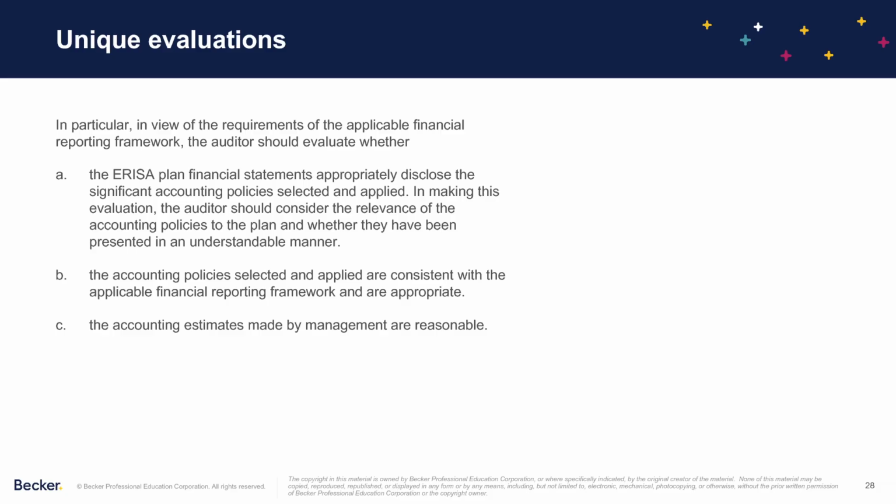In B, the accounting policies selected and applied are consistent with the applicable financial reporting framework and are appropriate, so that we are using the framework and we're doing it appropriately, and we need to verify that accounting estimates made by management are reasonable.